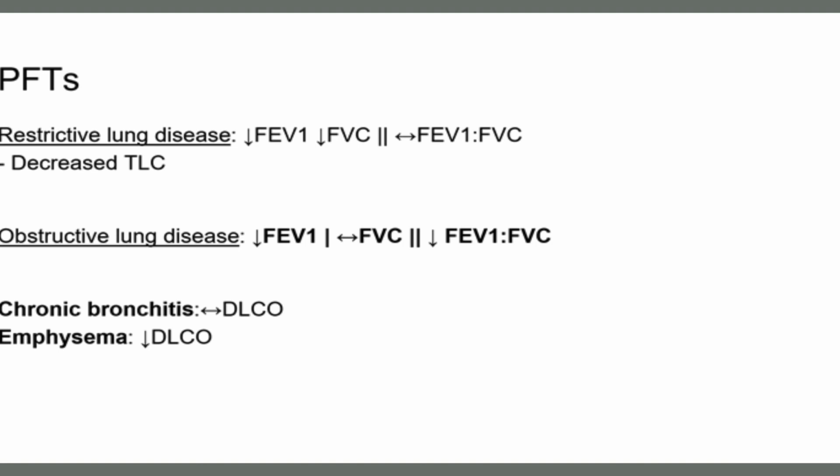Meanwhile, obstructive lung disease will have a decrease in FEV1, but a normal FVC, which will bring the ratio down. This is typically the case. In patients with obstructive lung disease, there are two major classifications of COPD, or chronic obstructive lung disease. This is chronic bronchitis and emphysema. One of the ways to tell the two apart is looking at the diffusion capacity, or the DLCO. In emphysema, it is decreased. In chronic bronchitis, it stays pretty constant, and we'll talk a little bit about why in the next slide.